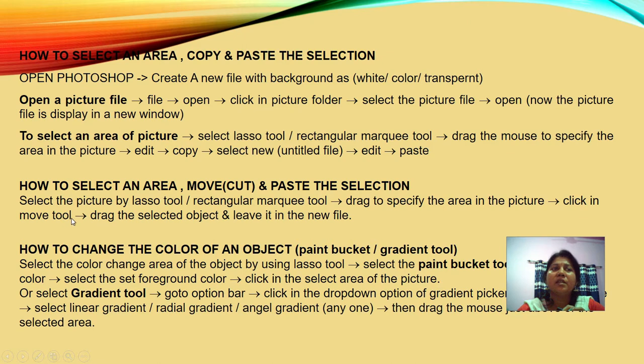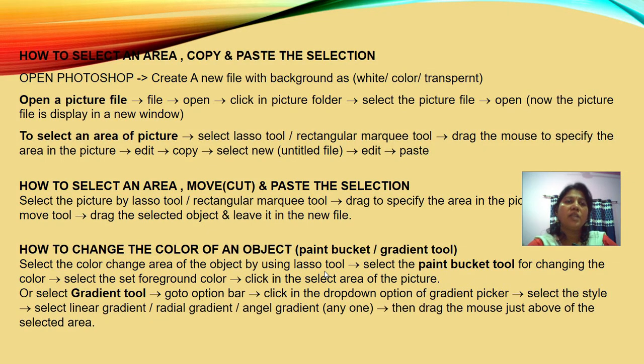Okay. Now see, select the picture by lasso or your rectangular marquee tool. Then drag the specified area in the picture. Click on move tool, drag the selected object and leave it in the new file. So automatically your picture is transferred or cut from your existing file to the new file.